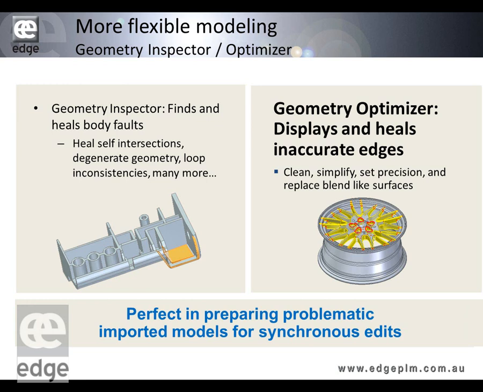I mentioned before with Multibody Modeling that there are some tools for enhancing the way that we handle imported geometry. Geometry Inspector has been enhanced to be able to find and heal body faults, which is extremely useful. And we've added a new tool called Geometry Optimizer, which actually cleans up and simplifies some imported geometry that gets a bit, what's the technical term, hairy on import. The upshot is that these two tools allow you to very easily import models and prepare them for synchronous edit so that things work as expected. Some very, very useful tools.